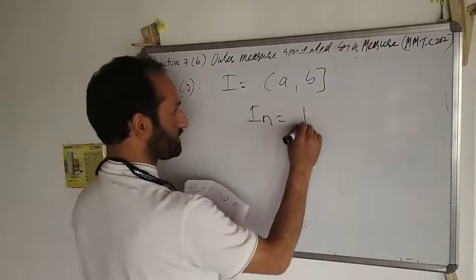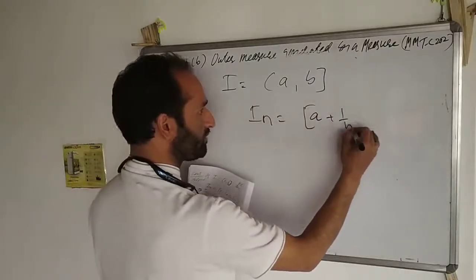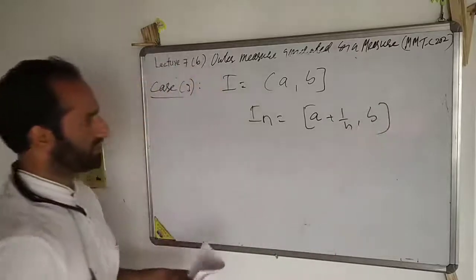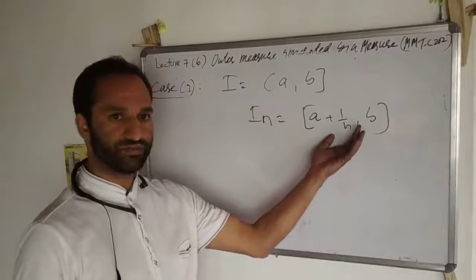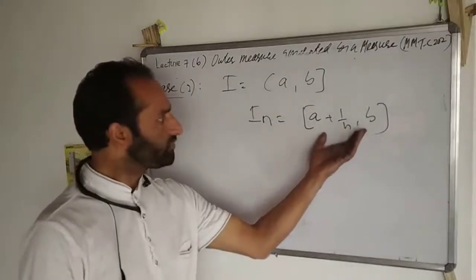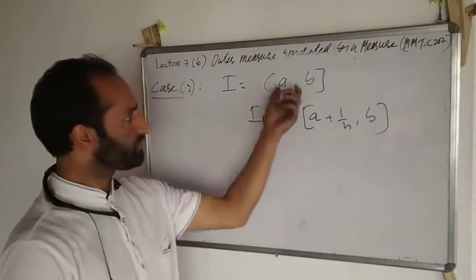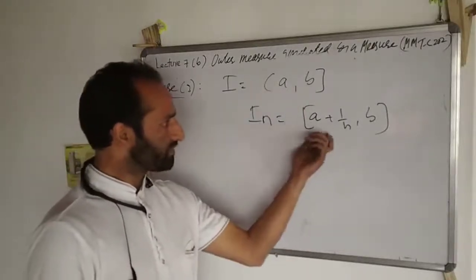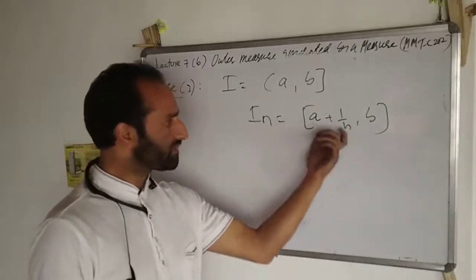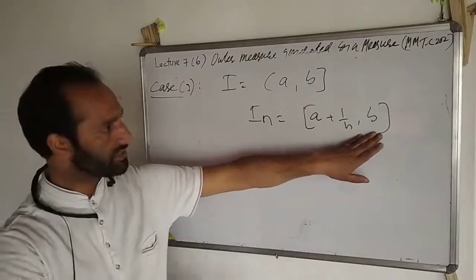You have to choose A plus 1 by n to B. It is a sequence of closed intervals, and we know that closed intervals are measurable. It's already done, and this sequence increases to this semi-closed interval. Therefore, the semi-closed interval is also measurable, and the Lebesgue outer measure of the closed interval is equal to its length. It's already done in the first case.